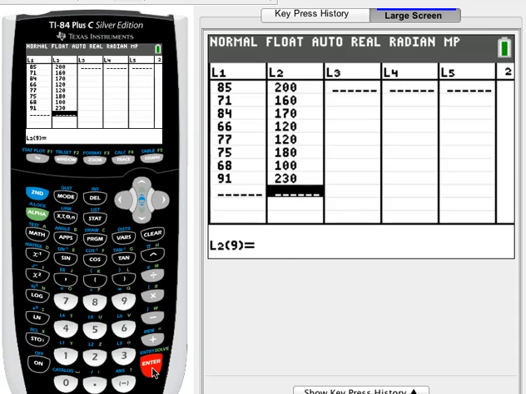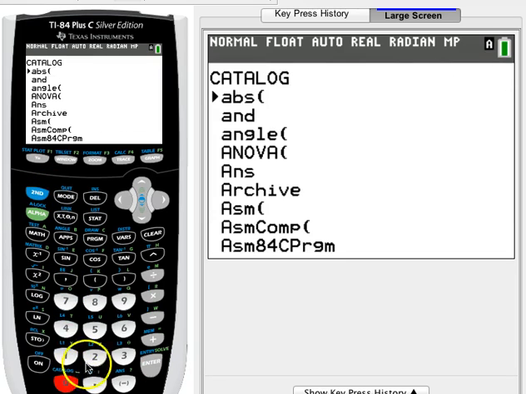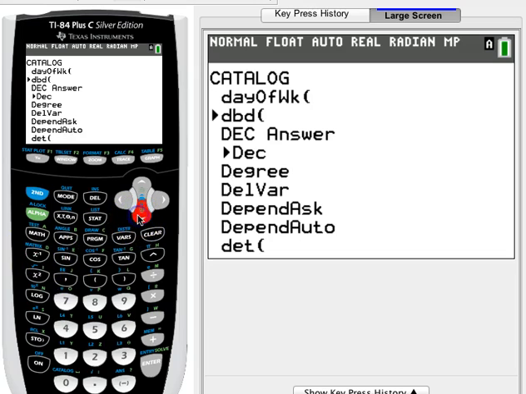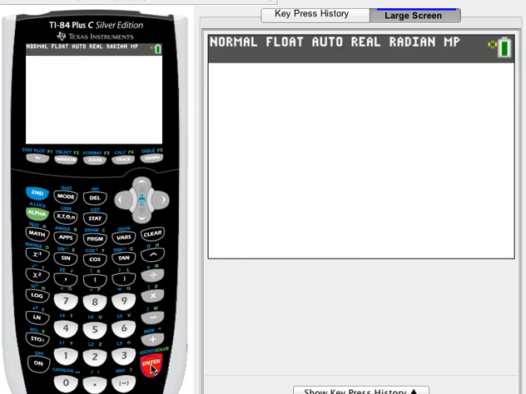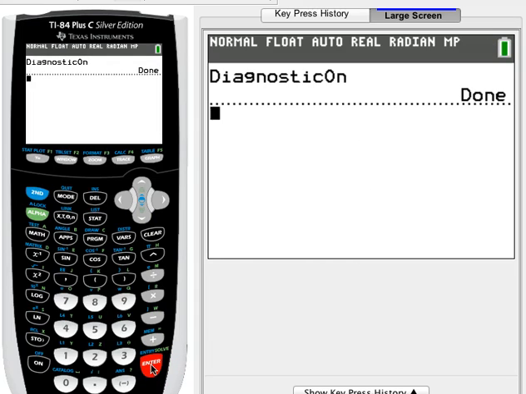All right, now I'm going to show you something really quickly, which is just a quick fix for something we're going to need later. So I want you to go second 0 to get yourself into the catalog, okay? If you hit this button right here, it'll take you directly to the D's. And now I want you to hit diagnostic on and enter. What that's going to do is now when I do my linear regression, it's going to calculate R for me, okay?